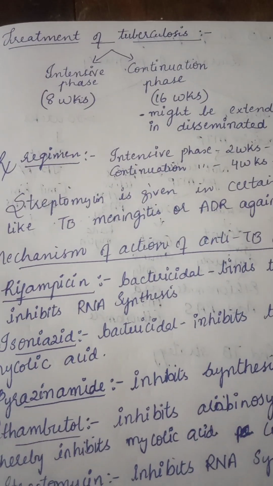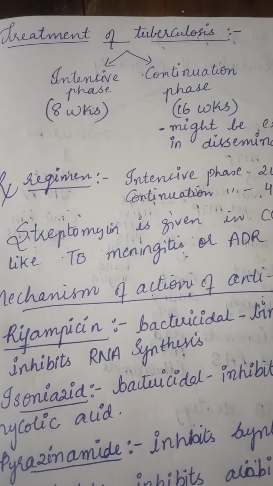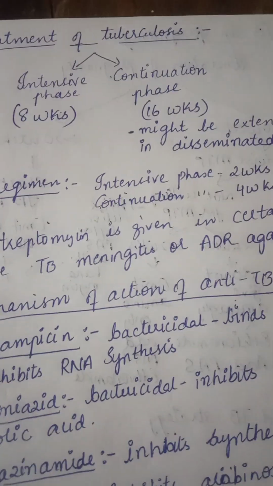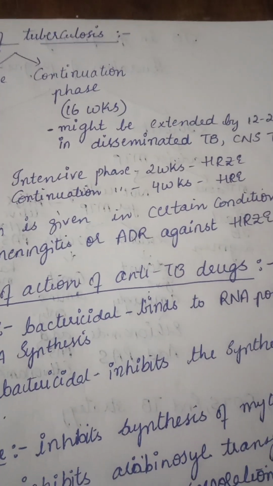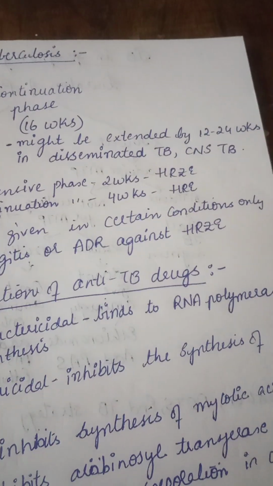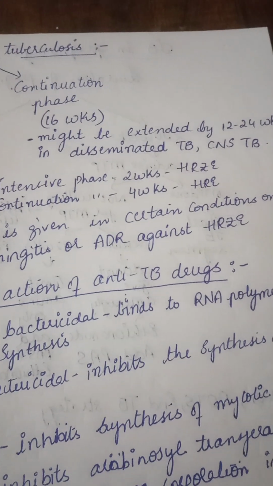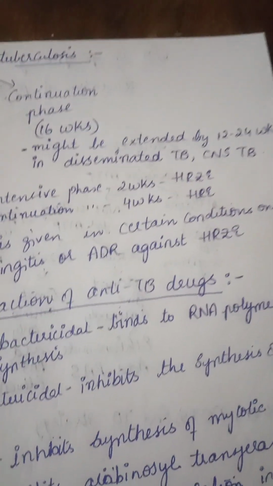In multi-drug resistance TB, pre-extensive drug resistance TB, and extensive drug resistance TB, the intensive phase and continuation phase might vary. Okay. Continuation phase is of 16 weeks. It might be extended by 12 to 24 weeks in disseminated TB like meningitis TB, CNS TB. Other than pulmonary TB is disseminated TB, right?